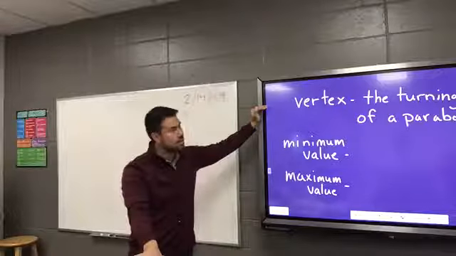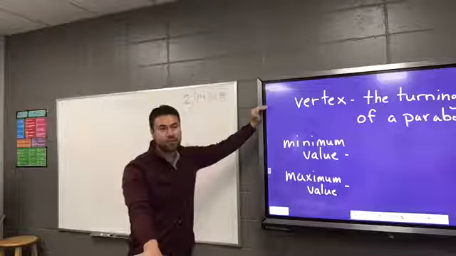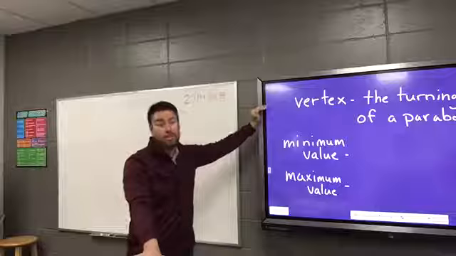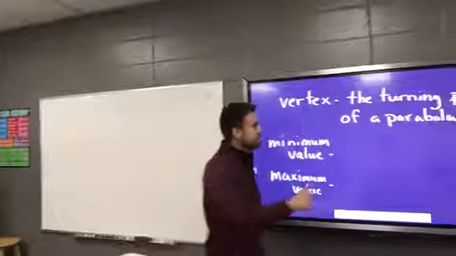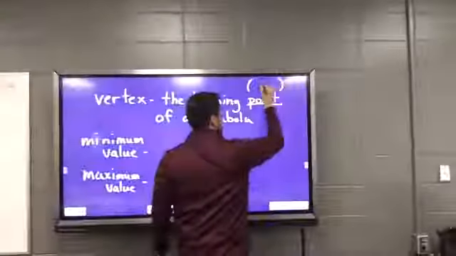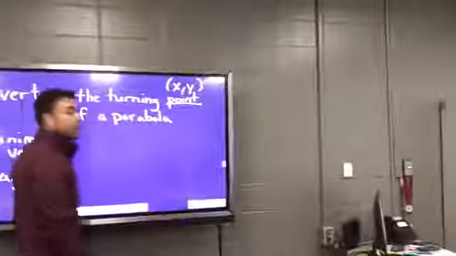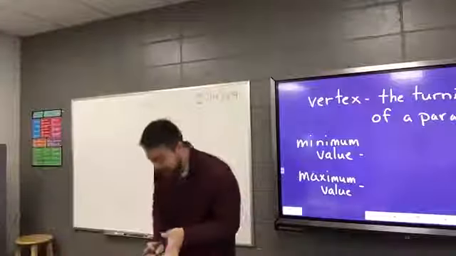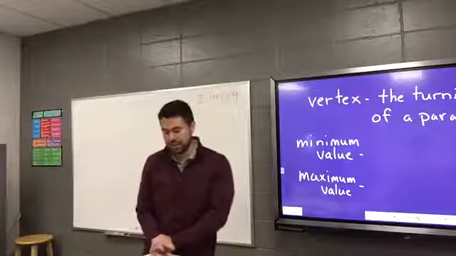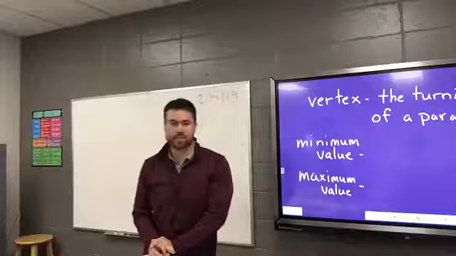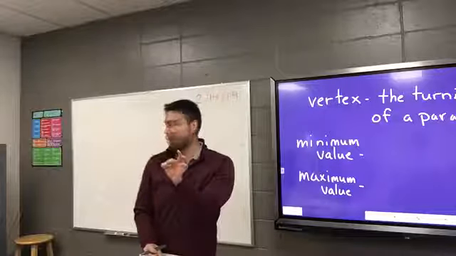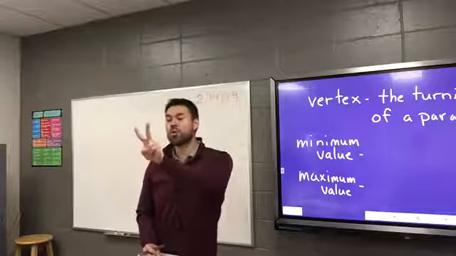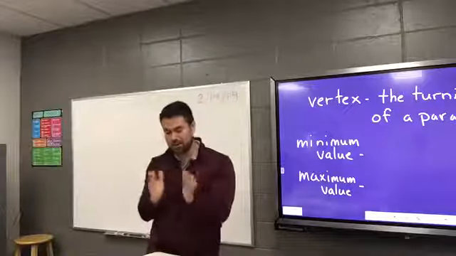Do you notice we define vertex as the turning point? A point has to be x comma y. It has to be x comma y. What is the turning point of that parabola in red? -4, -6. Could it be -6, -4 on that one? No, because it's an ordered pair. It has to be that order.